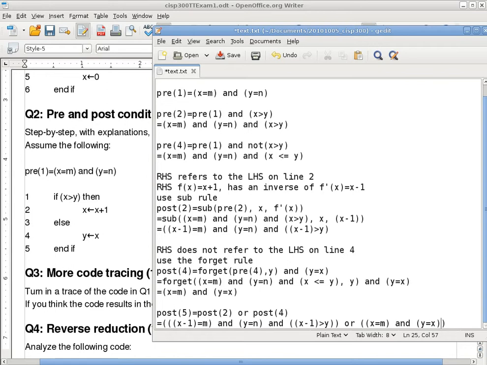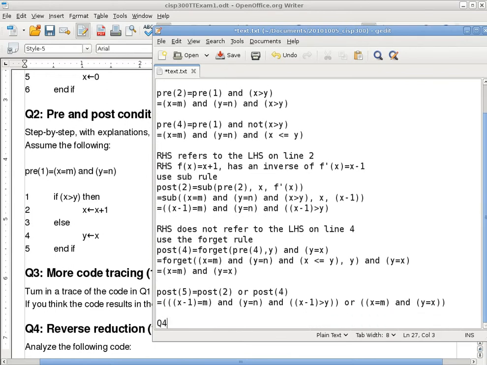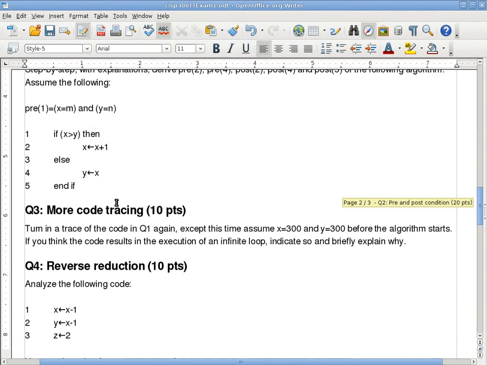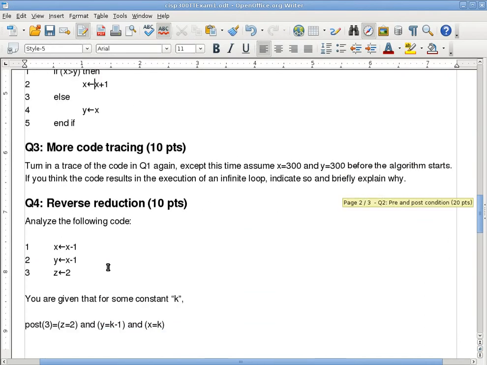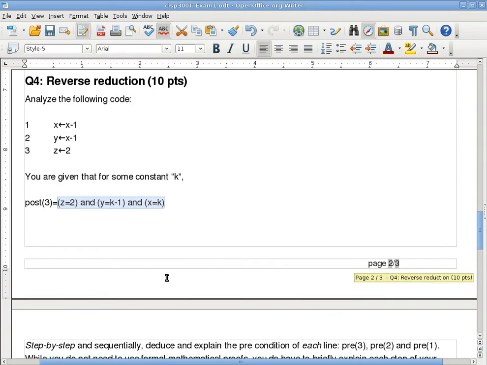Any questions about the derivation of question number 2? No questions? Okay, moving on to question number 4. Question number 4 is, I don't think it's a whole lot harder than the examples that we went through in the class. We have x gets x minus 1, y gets x minus 1, and we have z gets 2. We know the post condition is z equals 2, and y equals k minus 1, and x equals k. And the question is asking, what do we know about pre-1?